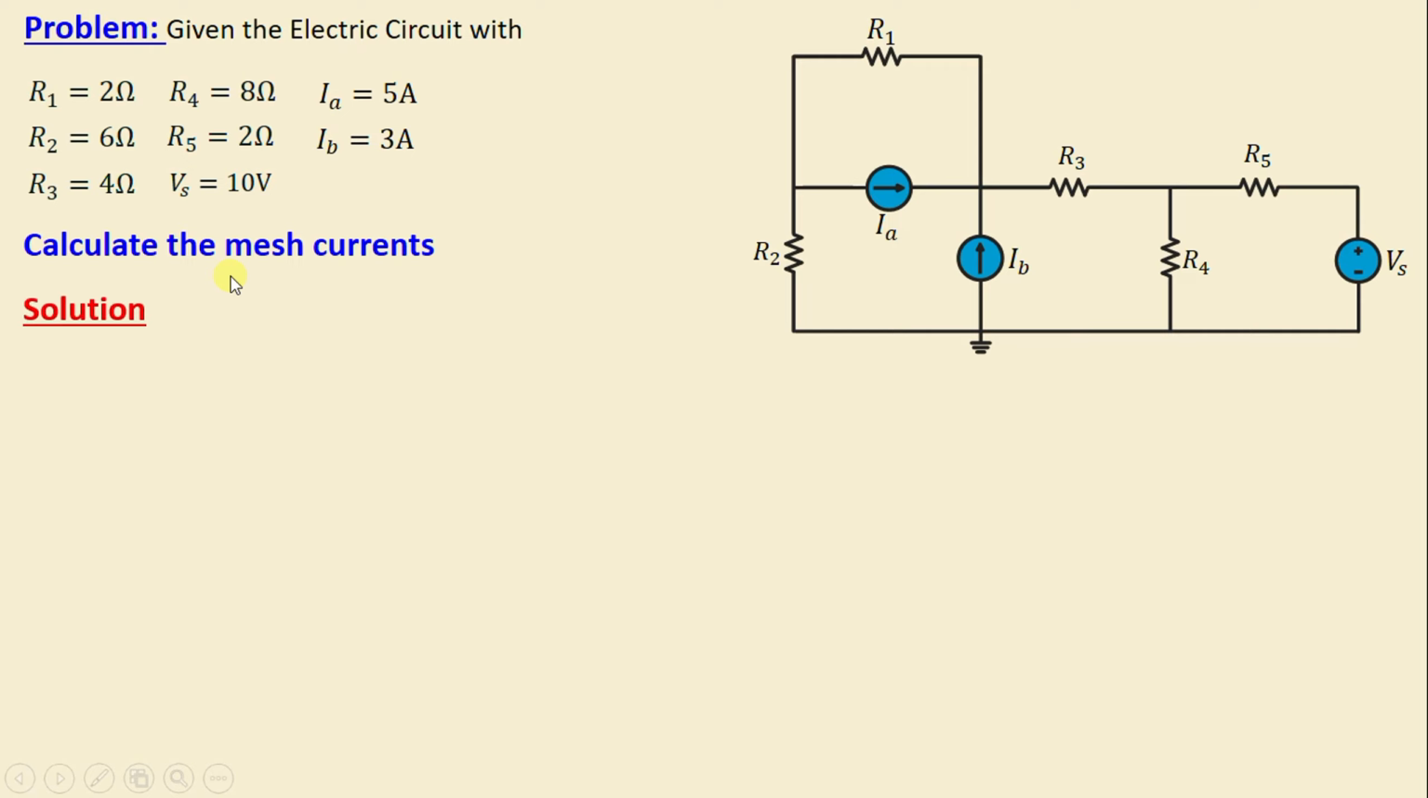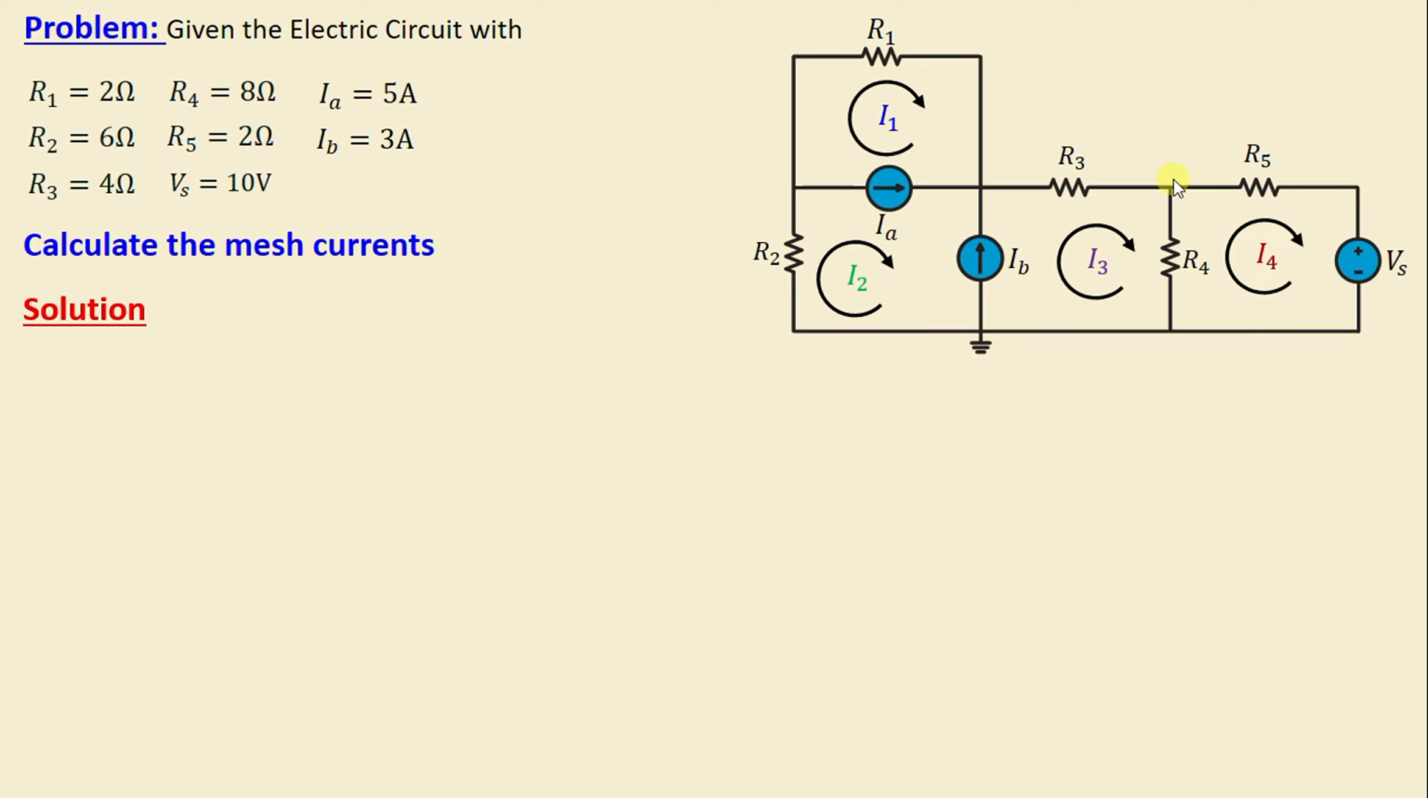First, let's begin by defining the number of meshes in this network. It's evident that there are 4 meshes. This is mesh number 1, mesh number 2, mesh number 3, and mesh number 4. Now let's proceed to assign the mesh currents in this network. I will consider I1 the current in mesh 1, I2 the current in mesh 2, I3 the current in mesh 3 and I4 the current in mesh 4. The mesh currents are chosen in the clockwise direction.